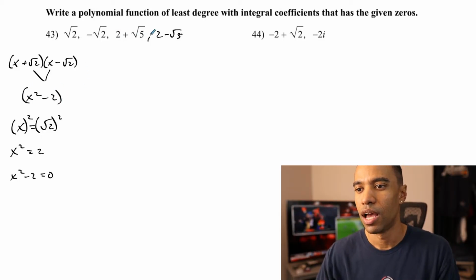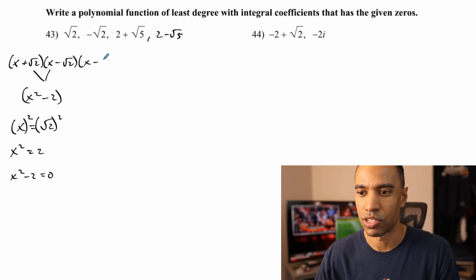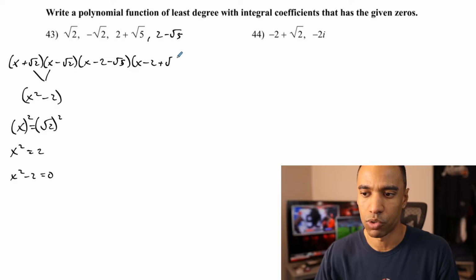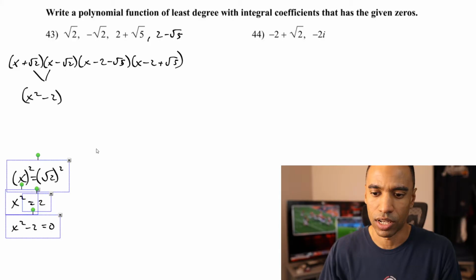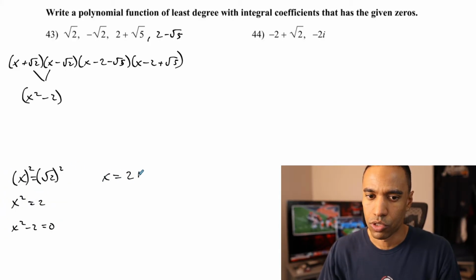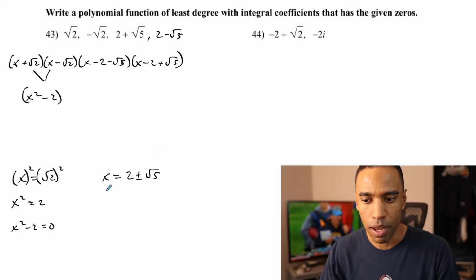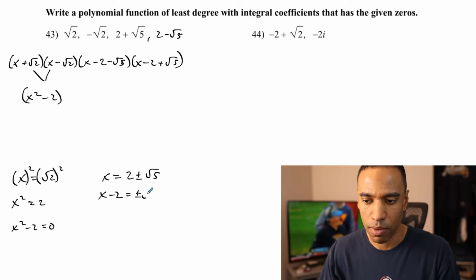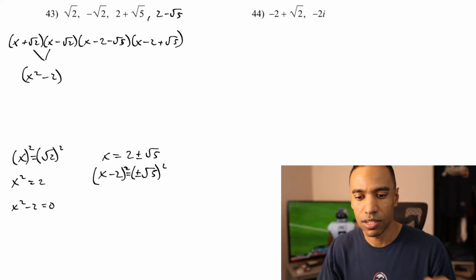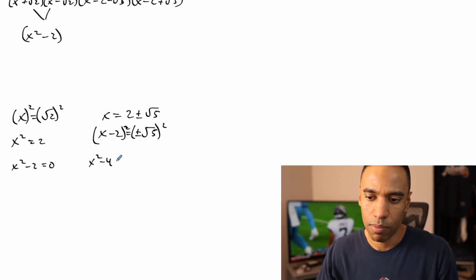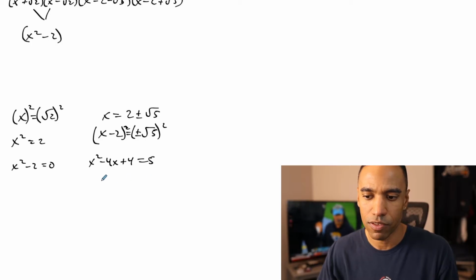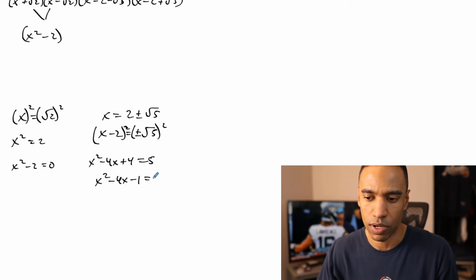If I were to expand these two here, that is x minus 2 minus root 5 and x minus 2 plus root 5. But again, I'll do what I just did for the other ones right here, which is x equals 2 plus root 5. And remember, when I square both sides, whether this was plus or minus root 5, here I'll write both of them. X minus 2 equals plus or minus root 5. When I square both sides right there, the plus or minus becomes positive anyway, because that's where the two solutions come from. So x squared minus 4x plus 4 equals 5. Subtract 5 over: x squared minus 4x minus 1 equals 0.